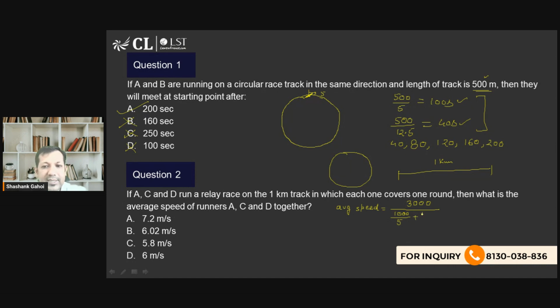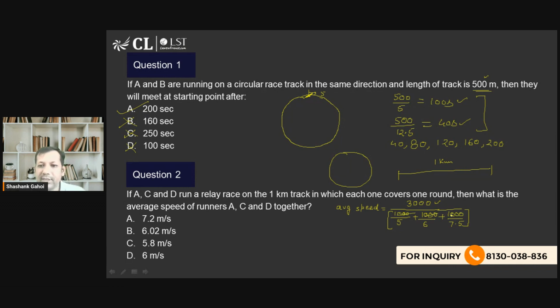The speed of C is 6. So how much time is C going to take? That is 1000 upon 6. So what is time? Time is distance upon speed. So total distance upon total time. So I'm calculating the total time. This is the time of A. This is the time of C. And the time of D is going to be 1000 upon 7.5. So this is what we have so far, and I need to calculate this value.